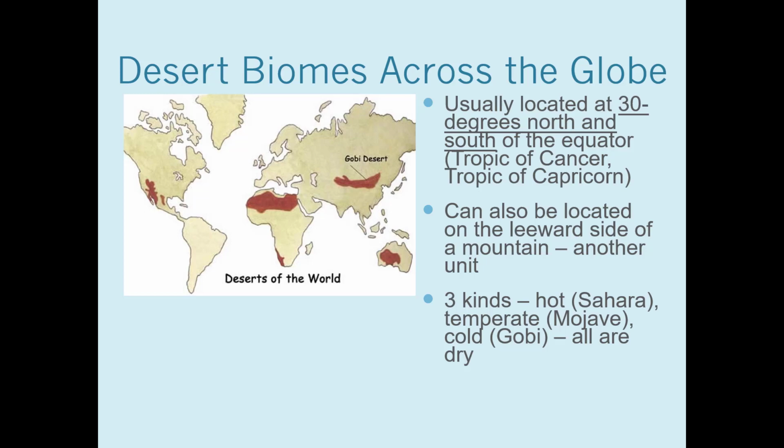What is the characteristic of all of these is they're all uniformly dry. They get next to no rain. Okay, so when you talk about climate, they can be hot, temperate, or cold, but next to no rain. Rain is measured in millimeters for the entire year.